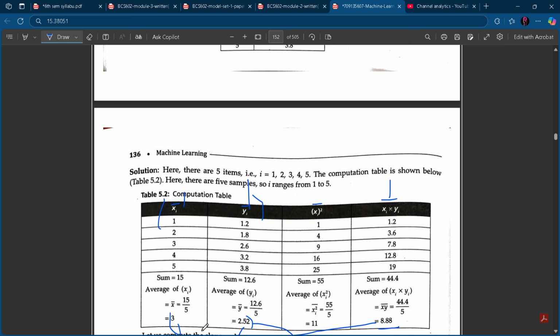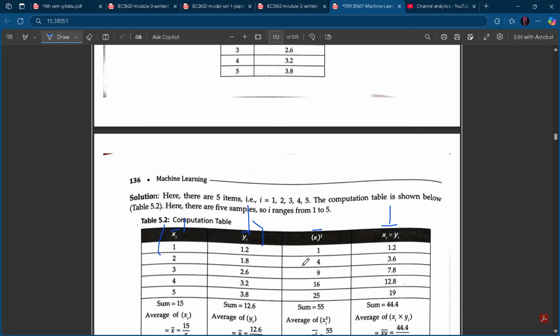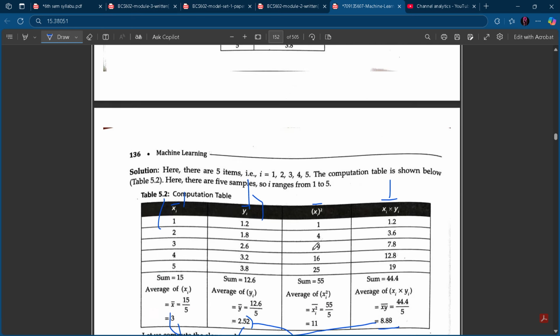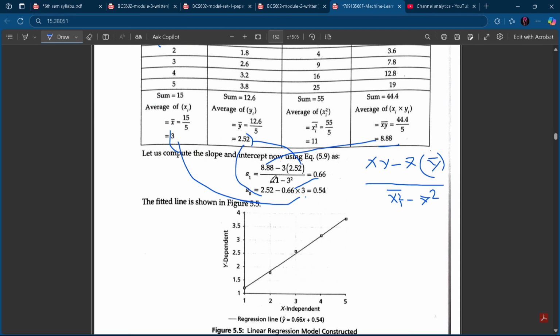So it will be 7.56, I guess. The above value will be 7.56. Then you have xi square, that is 11 square minus 3 square. Sorry, my bad, you shouldn't take 11 square. The xi square value is 11, so 11 minus 3 square. So see here, 8.88 minus 3 into 2.52. You have to multiply this value.